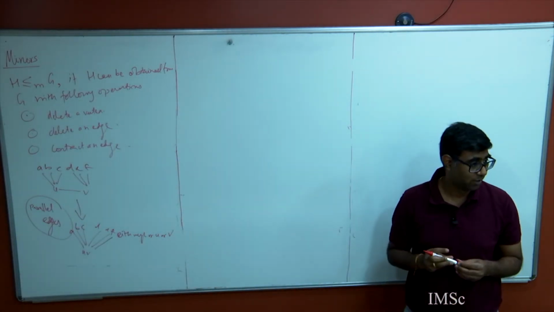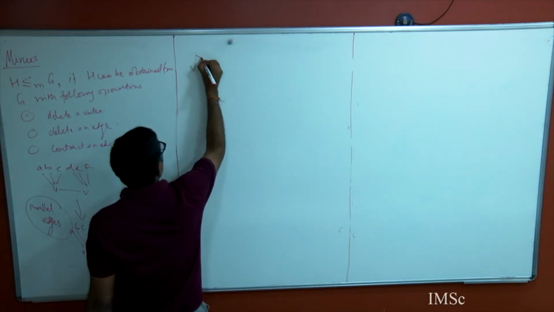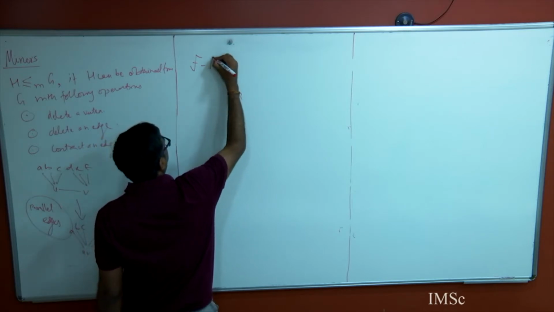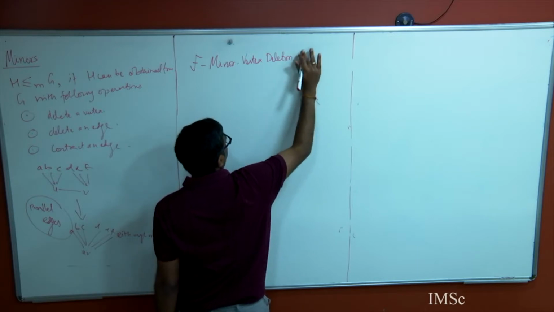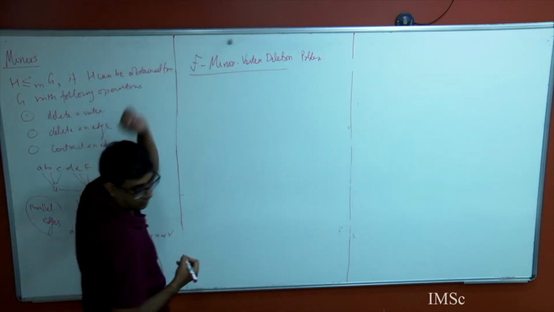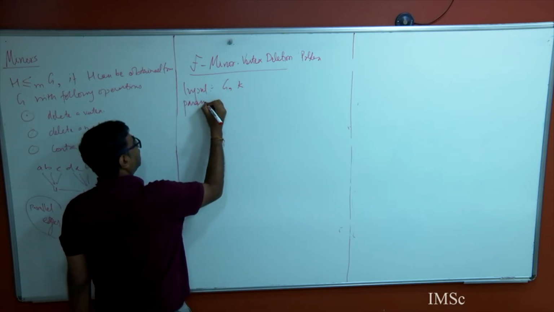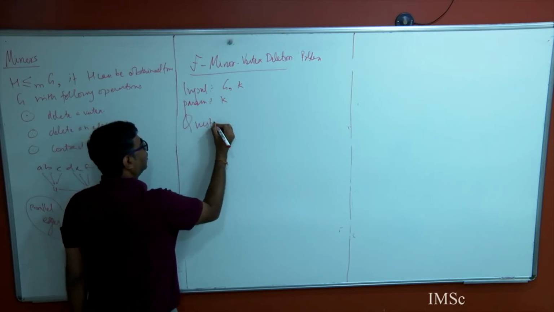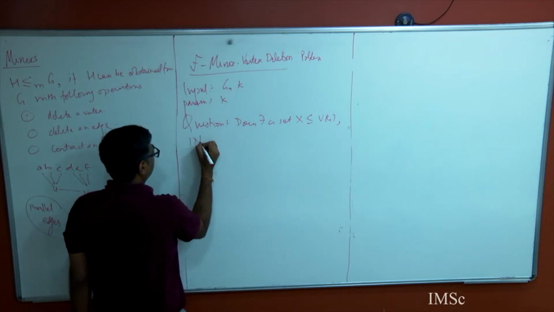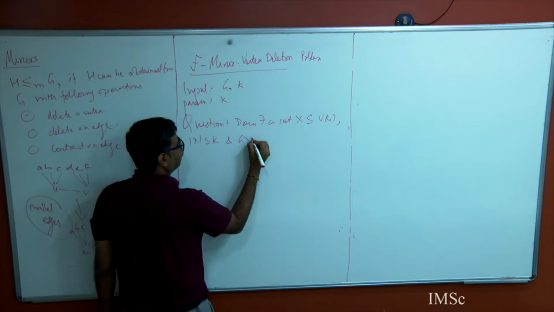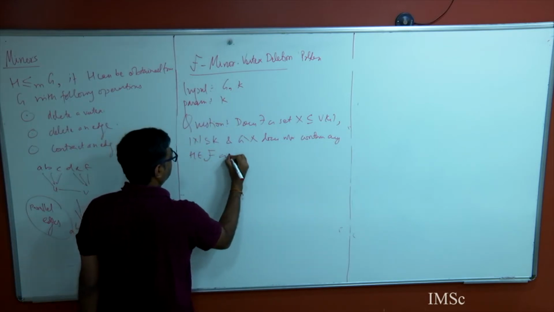So why suddenly out of the blue am I talking about H? So let's define F minor vertex deletion, okay, problem. So your fixed F is given to you. So input will be G, number will be K, parameter will be K, okay, and the question is, does there exist a set X subset of V(G), |X| is less than or equal to K, and G minus X does not contain any H in F as a minor.